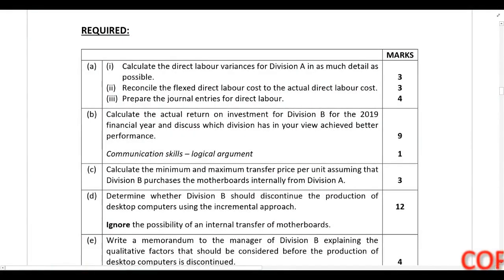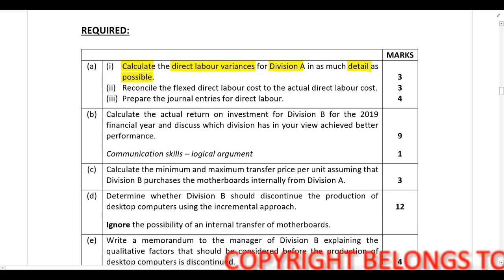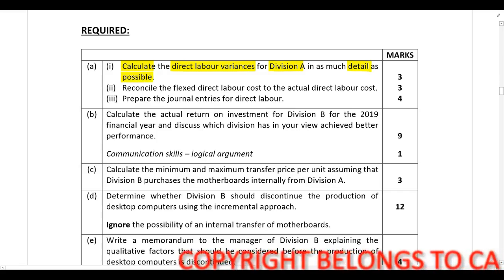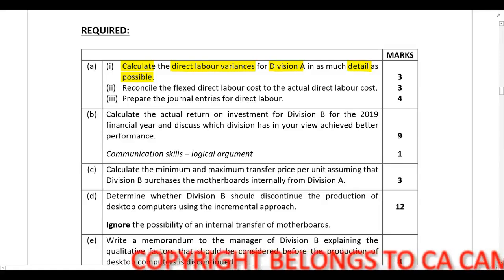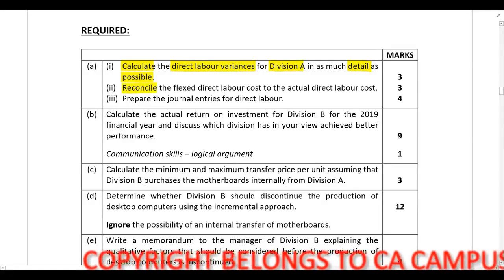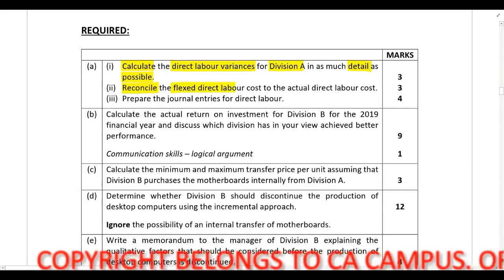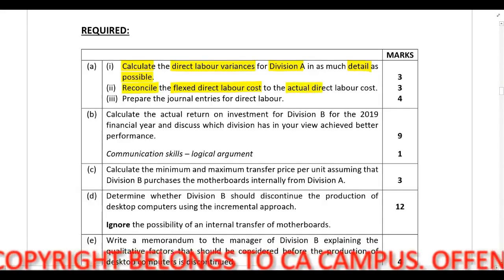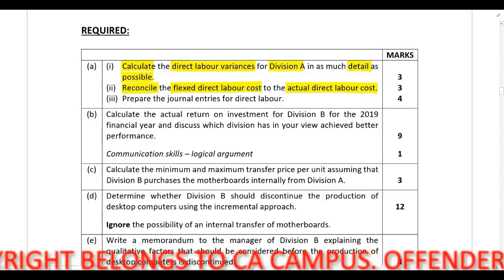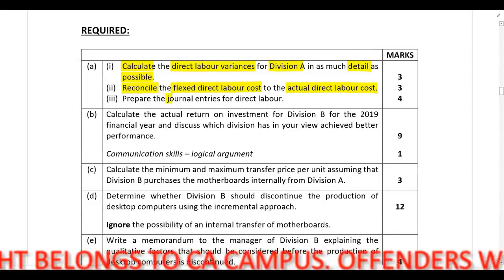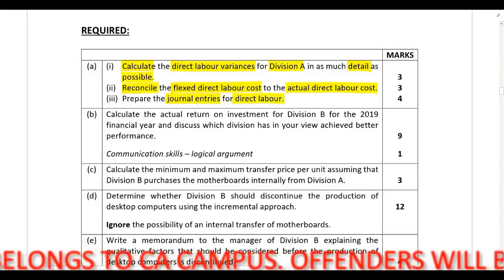In part A of the required, first, you need to calculate the direct labour variances for division A in as much detail as possible. Then after you've calculated the labour variances in as much detail as possible, you need to reconcile the flexed direct labour cost to the actual direct labour cost. And after that, you need to prepare the journal entries for direct labour.